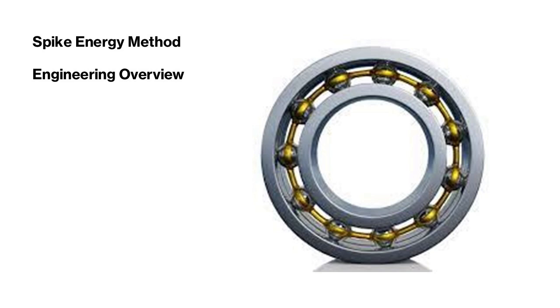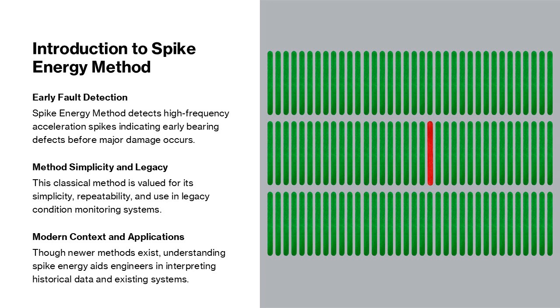and engineering perspective. The spike energy method is a classical vibration-based condition monitoring technique widely used for the early detection of rolling element bearing defects. It was developed during the early evolution of predictive maintenance and vibration diagnostics, at a time when computing power and advanced signal processing techniques were limited.